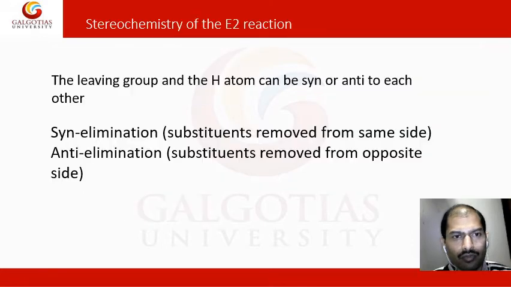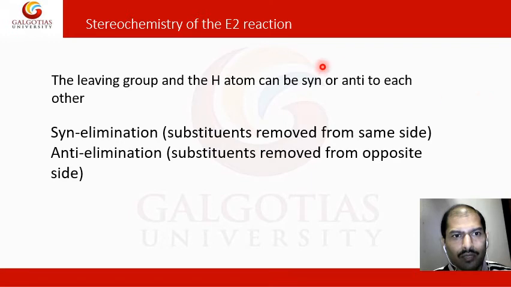If you see the stereochemistry in the case of E2 reaction, there is syn elimination, which means the substituents are removed from the same side, and in the case of anti elimination, the substituents are removed from the opposite side, meaning from where the attack is taking place. So the anti position of that substituent will be removed.